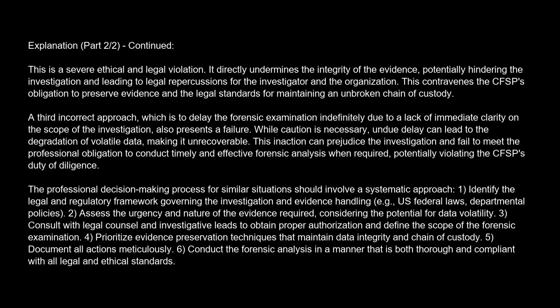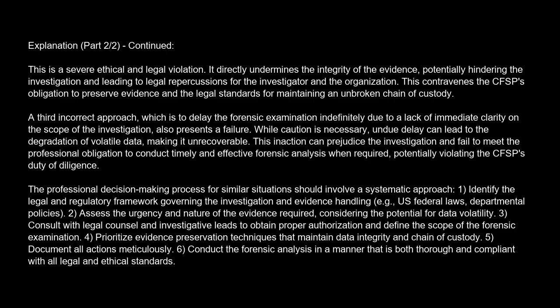While caution is necessary, undue delay can lead to the degradation of volatile data, making it unrecoverable. This inaction can prejudice the investigation and fail to meet the professional obligation to conduct timely and effective forensic analysis when required, potentially violating the CFSP duty of diligence.